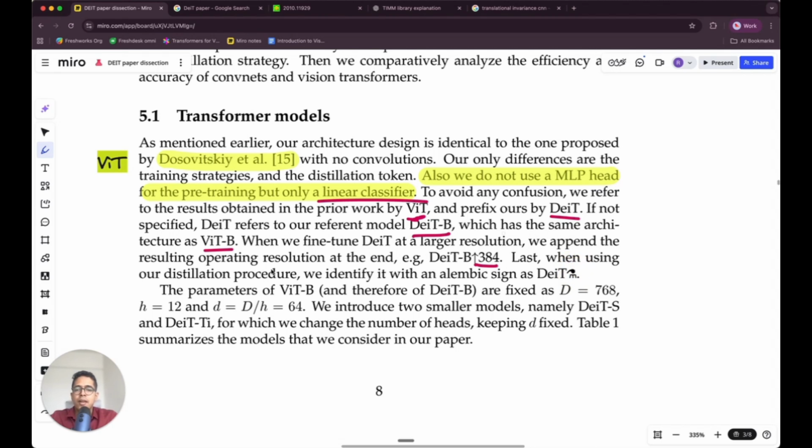The parameters of vision transformer B, and therefore data efficient image transformer B, are fixed as D equal to 768, number of attention heads 12, and then dimensionality inside each attention head is 64. We introduced two smaller models, DeiT-S for small and DeiT-Ti for tiny, for which we changed the number of heads, keeping the D fixed. So 64 is fixed, but the number of heads might be 6, which means the hidden dimension will be 64 multiplied by 6.